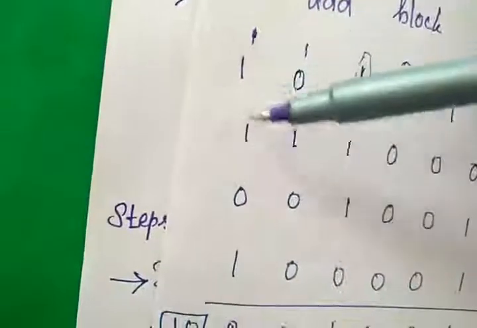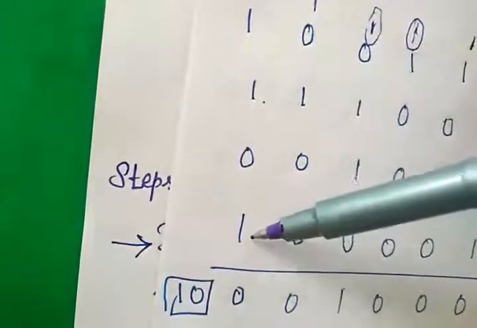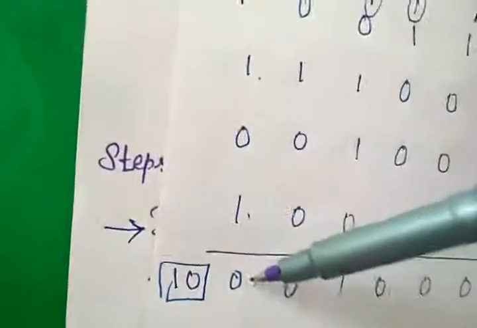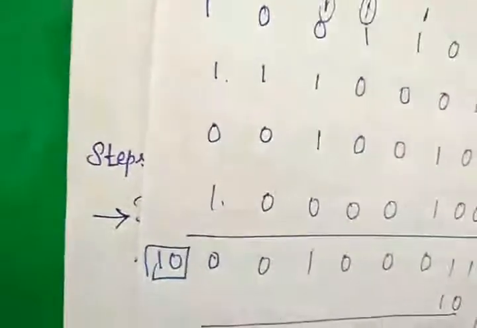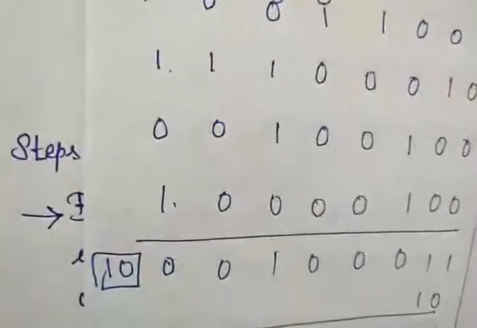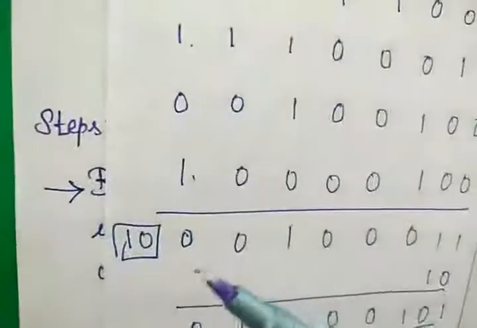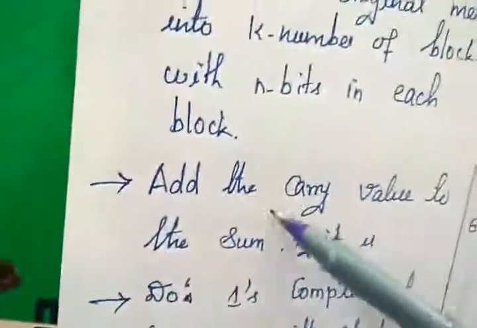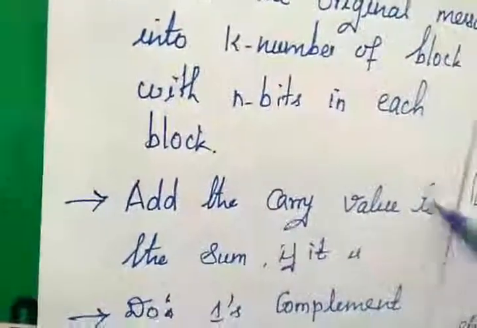So 1 plus 1 is 10, 10 plus 1 is 11, 11 plus 1 is what? 100. So 0 remains, and the carry is 10. Here we got a carry for this result. So what is the next step? In the second step, we add the carry value to the sum.